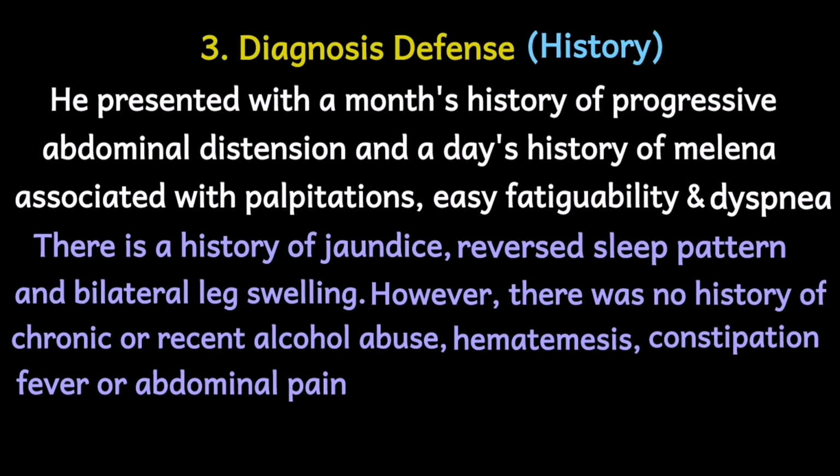Then hematemesis also speaks for chronic liver disease, upper GI bleeding, which he didn't have. I asked about constipation because constipation can precipitate hepatic encephalopathy. I asked for fever and abdominal pain because I was looking for a possible spontaneous bacterial peritonitis. And so you see that the brief history makes the diagnosis I've given earlier evident.